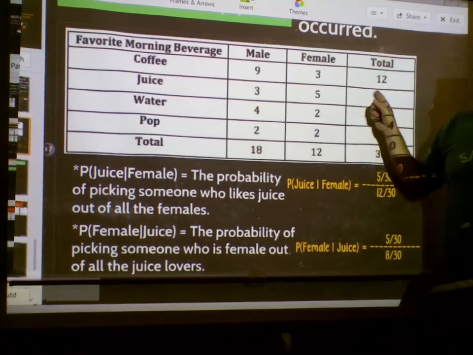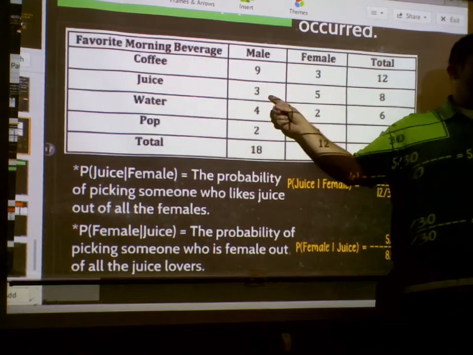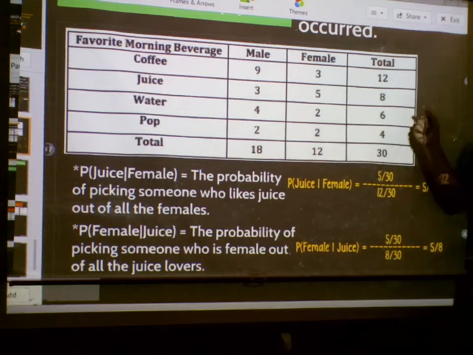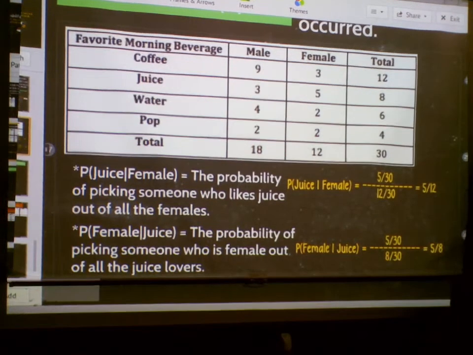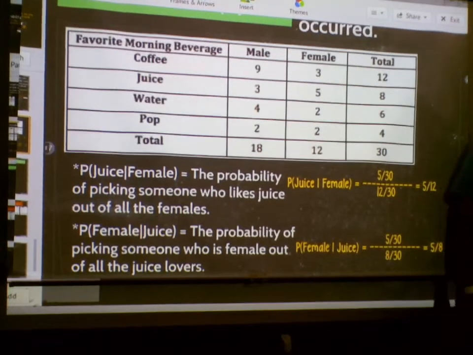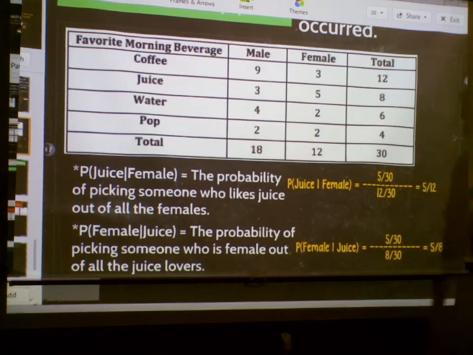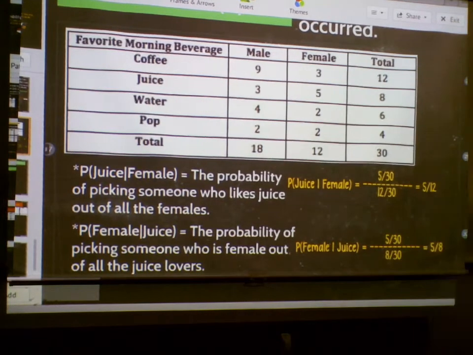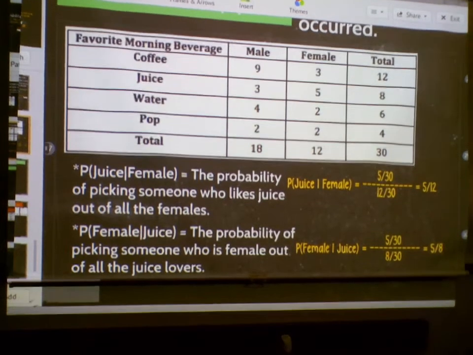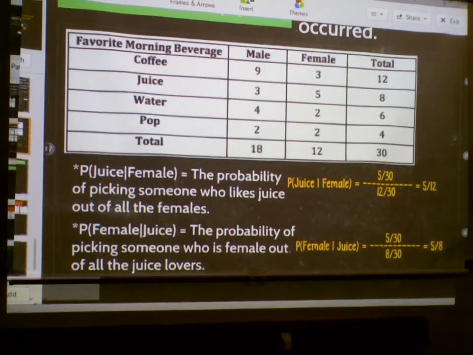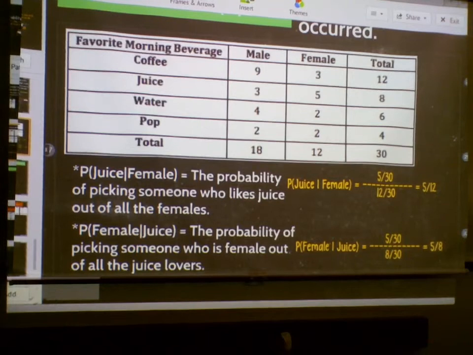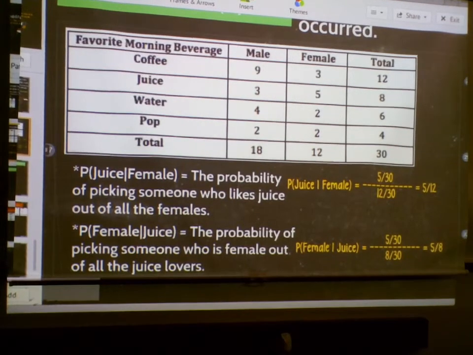Now, which number is my female juice number? 5. So this probability is 5 out of 8. So female given juice means the probability of picking someone who is female out of all the juice lovers, or juice drinkers, or juice choosers, whatever you want to say. Of all the juicies. Okay. Any questions? Does this seem straightforward enough?